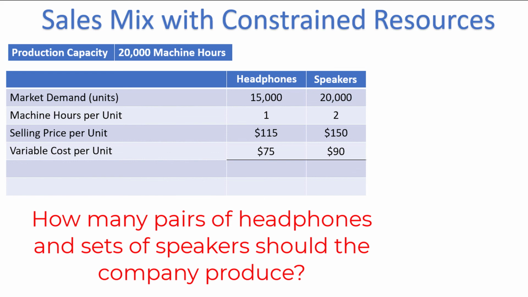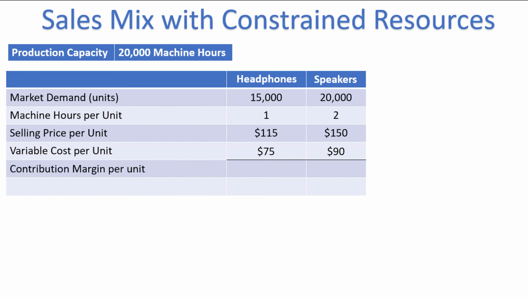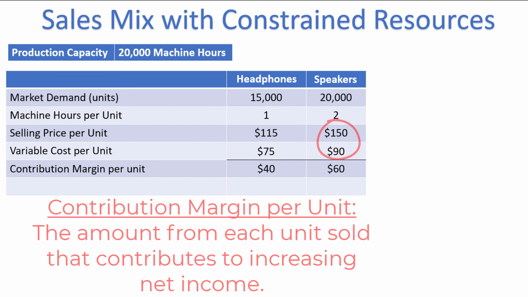We can begin by calculating the contribution margin per unit, which is the sales price per unit minus the variable cost per unit. $115 minus $75 for headphones equals $40, and $150 minus $90 is $60 for speakers. Remember that the contribution margin per unit is the amount from each unit sold that contributes to increasing net income.